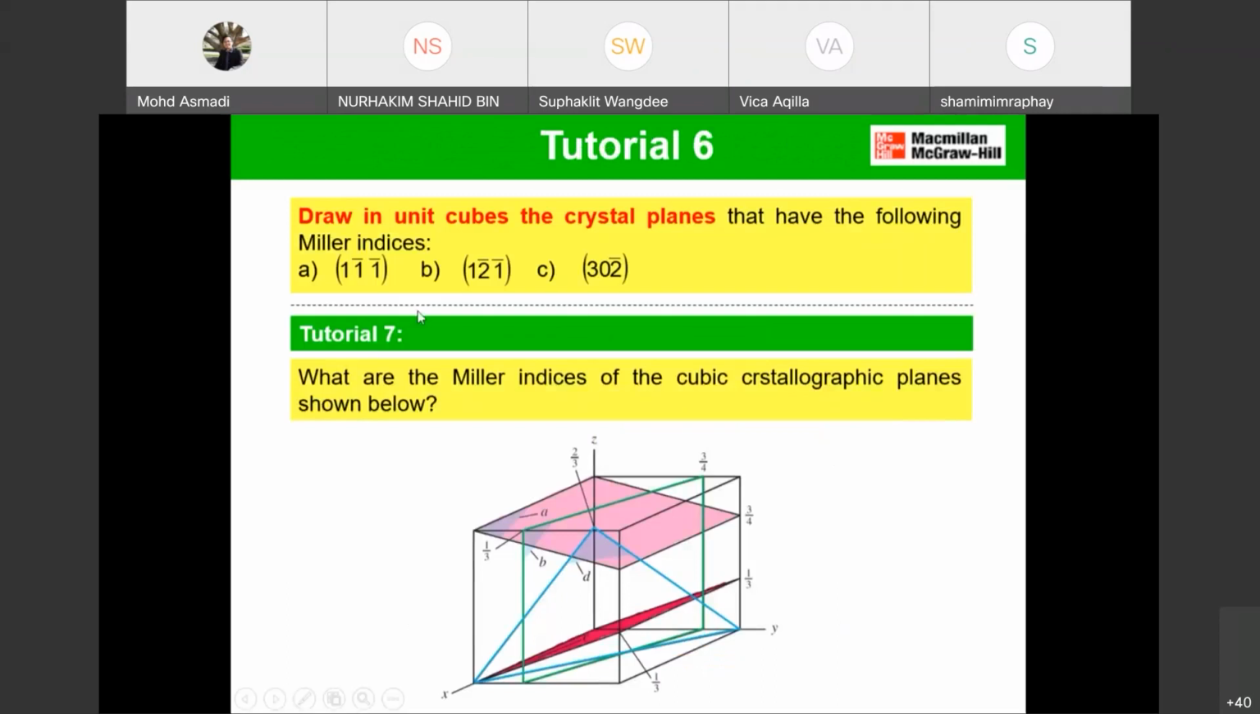Can you try this one? A, B, and C. Draw in unit cubic cells the following Miller indices: 1, negative 1, negative 1; 1, negative 2, negative 2; 3, 0, negative 2.